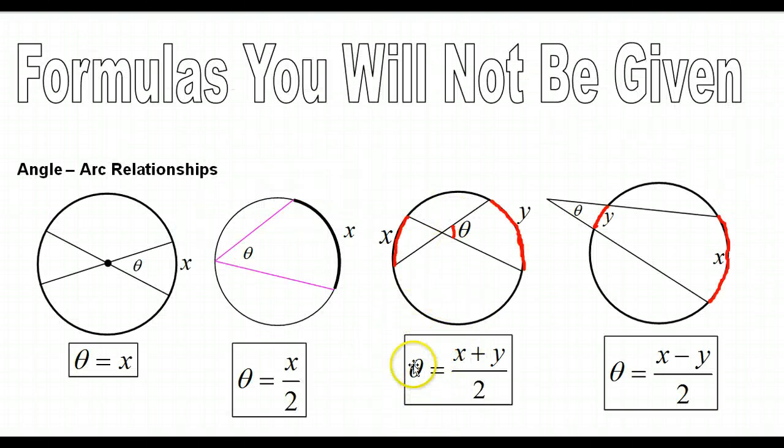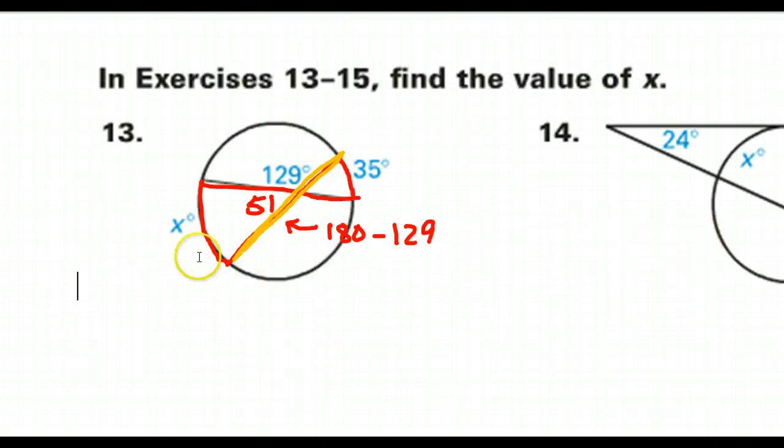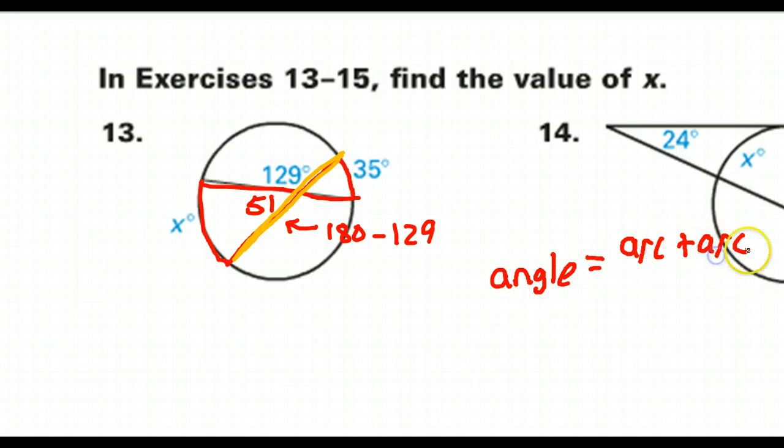We're dealing with this one. Angle equals arc plus arc divided by 2. All right, remember that setup. The angle is what we're sort of starting with here. So when I do that formula, angle equals arc plus arc divided by 2. Man, my 2's look like these. The x and the 35, those are not angles. That's the arc and the arc. The 51 is the angle. So the 51 has to go right here.